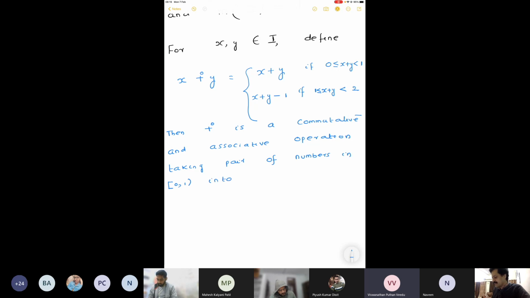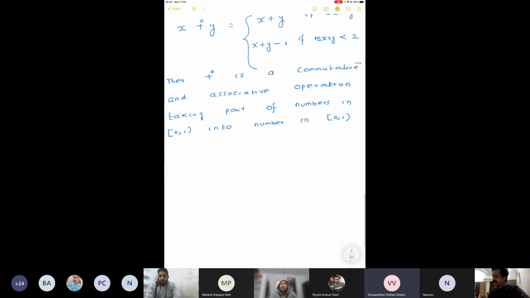taking a pair of numbers or elements in 0, 1 into a number in 0, 1. It will take 2 elements in I, it will add, and after adding, the outcome is again in 0, 1. Is that clear? The addition is clear. It is addition modulo 1.